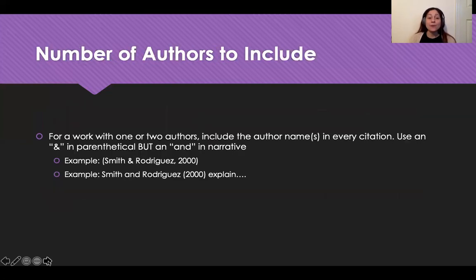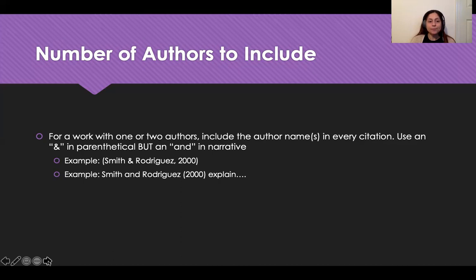Okay. Now, where citations can get a little bit challenging sometimes is how many authors to include within your citation. The reason this is a little more difficult is because in the 6th edition, the rules were different. In the 7th edition, the rules have changed and they're much more simple to follow, I think. So for a work with 1 or 2 authors, you're going to include the 1 or 2 authors' names in every citation. You can see in the example a parenthetical and a narrative example of an article with 2 authors, Smith and Rodriguez.